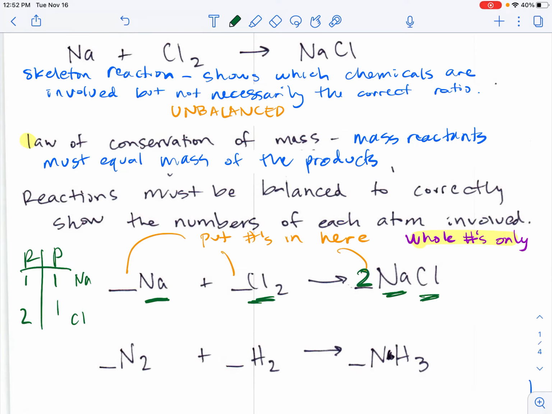Now, balancing reactions is a lot like this. When you put a 2 in front, it messes everything up, right? So I got 2 chlorine, which is great, and you can reflect that here on your little table. But I also gave myself 2 sodium, which is not cool. So I have to go back to the other side.